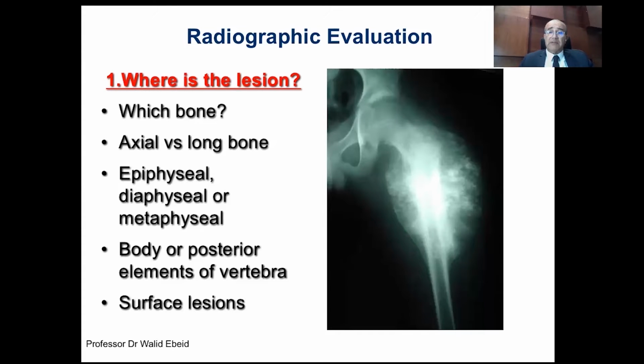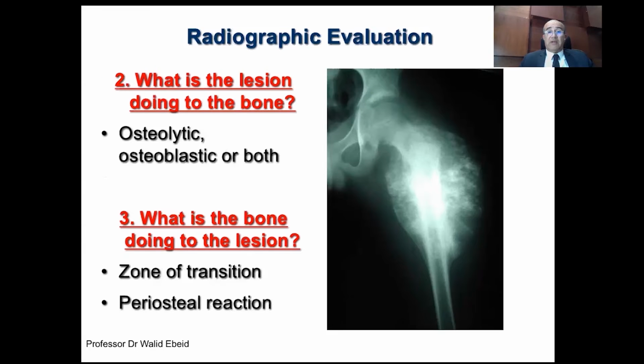For example, in this X-ray, if we answer the question, where is the lesion? It would be in the metaphyseo-diaphyseal area of a femur of a skeletally immature patient. The second question would be, what is the lesion doing to the bone? Either it's an osteoblastic, osteolytic, or both. And in this X-ray, we say it's an osteoblastic lesion.